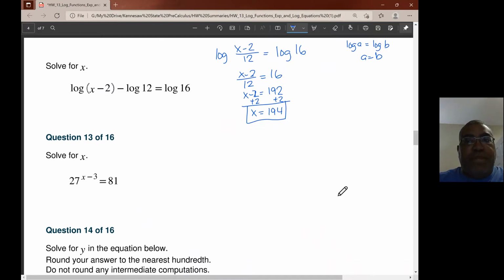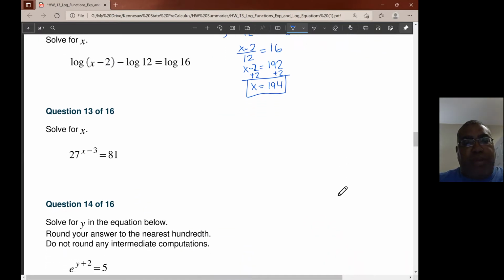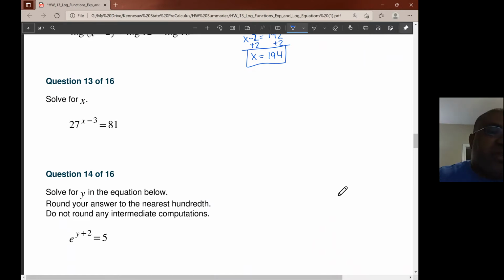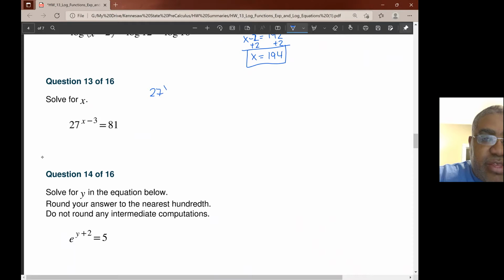All right. For this problem, we're going to use a similar property. Okay. When you look at it, you see that 27 and 81, they're not powers of each other, but both of these are powers of 3. So I'll do it: 27 to the x minus 3 is equal to 81. So this is 3 cubed to the x minus 3 is equal to 3 to the 4th. Distribute that 3. You get 3 to the 3x minus 9 is equal to 3 to the 4th.